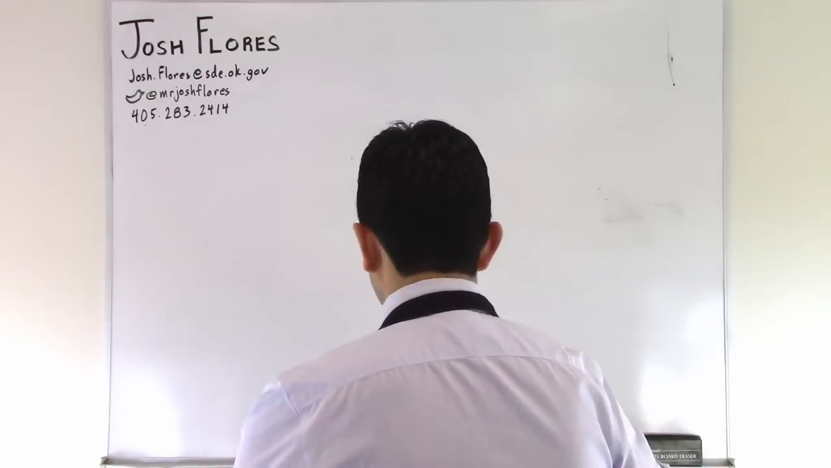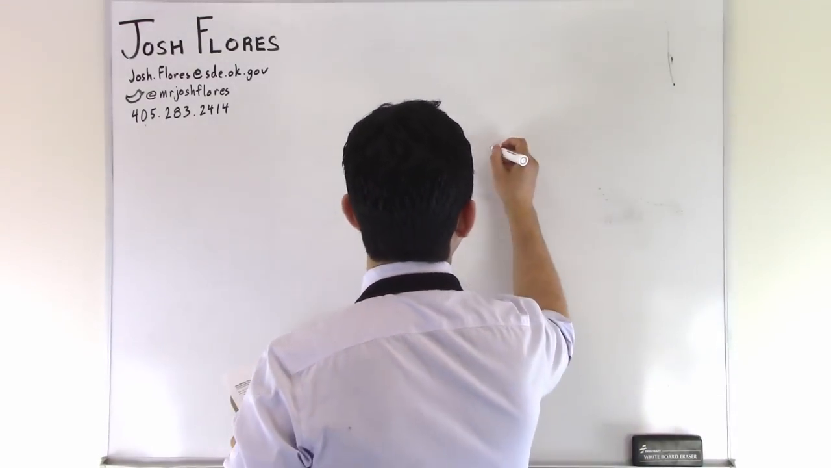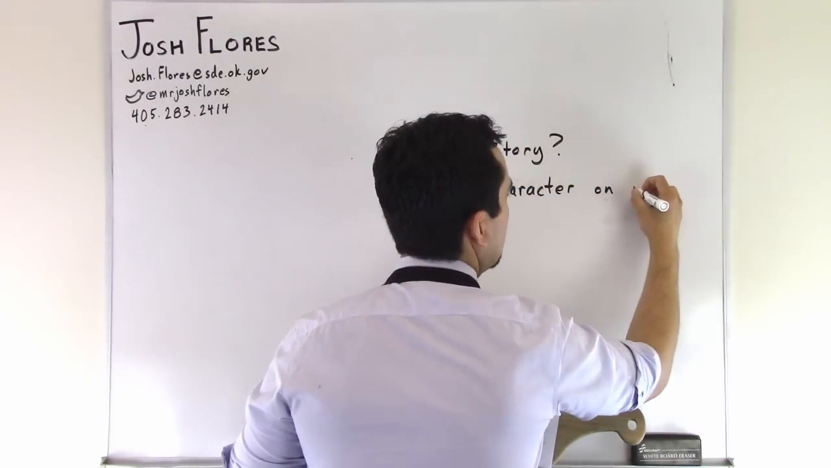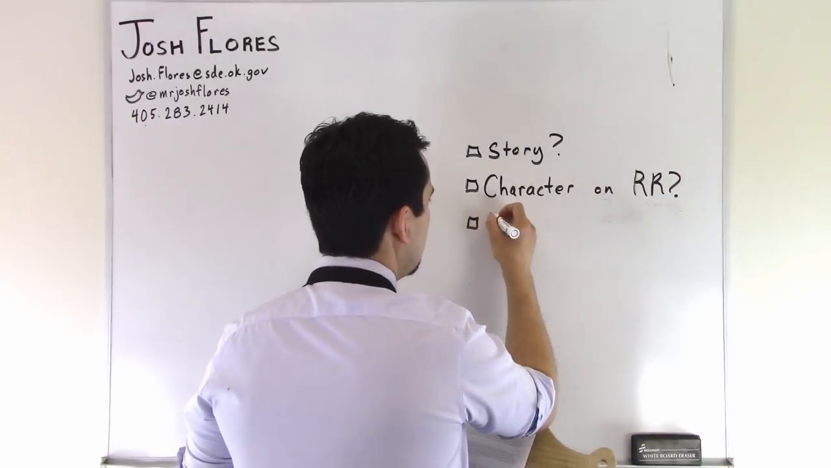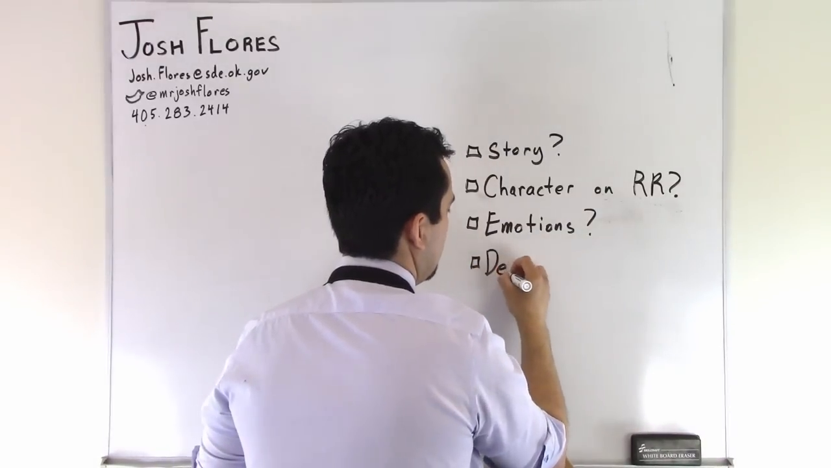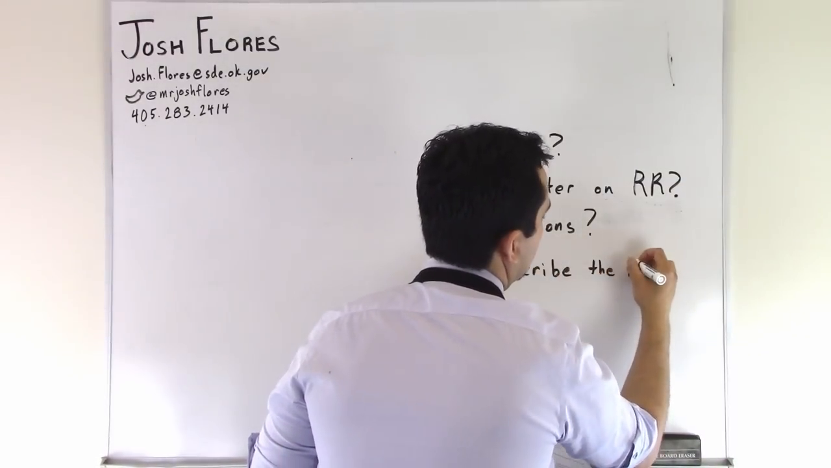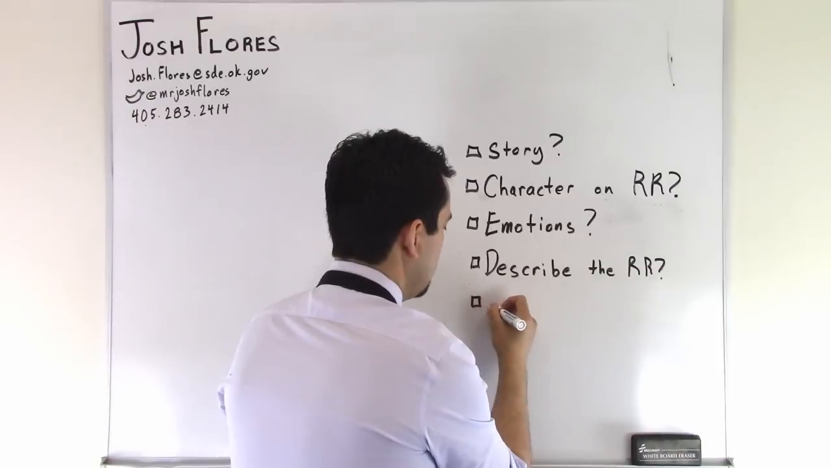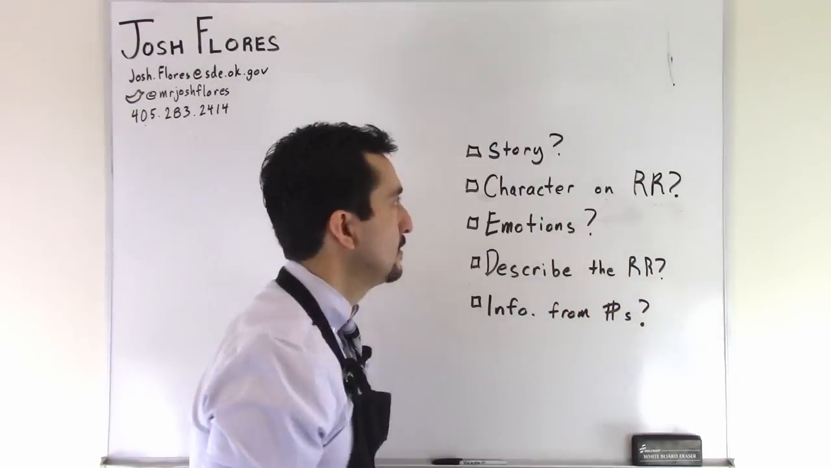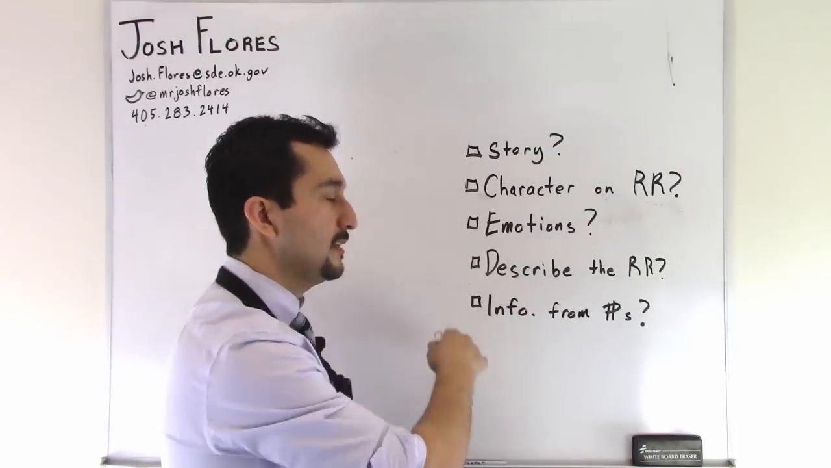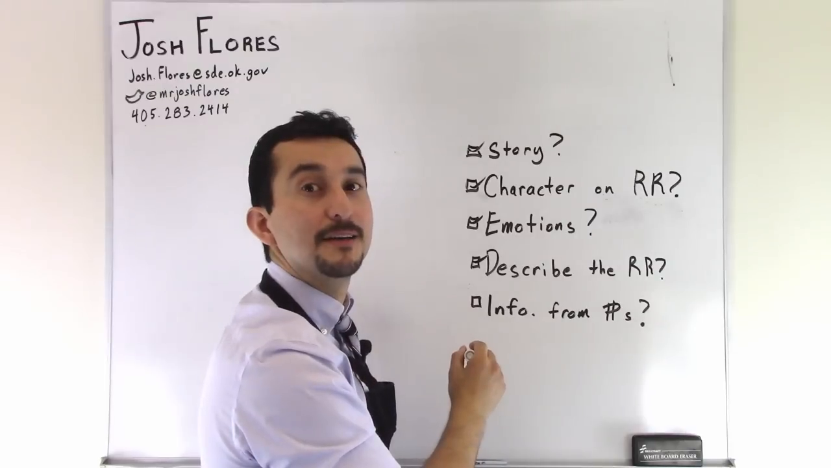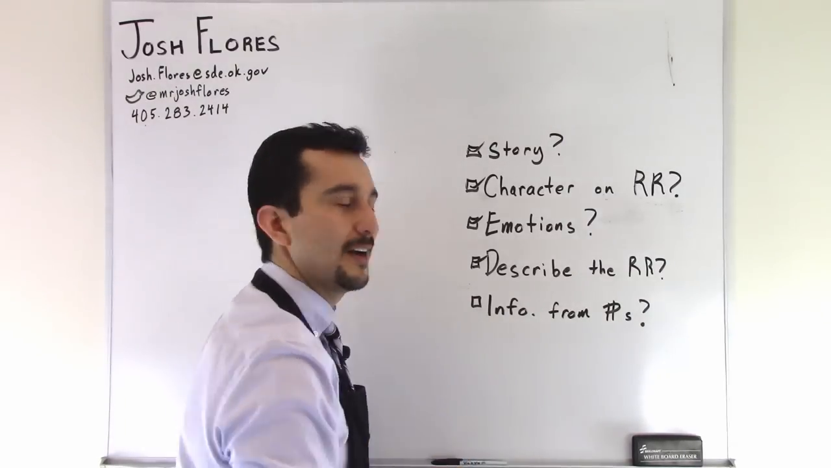For instance, for that narrative prompt, I would say, is it a story? Is my character on the railroad? Do they share their emotions? And does it describe the railroad from their perspective? And then, of course, does it use info from both passages? So you go through, write their narrative and go through, did I include at least all these 5 elements? Yes, yes, yes, yes. Oh, no, let me go back and rewrite that so I can include more information from both paragraphs.